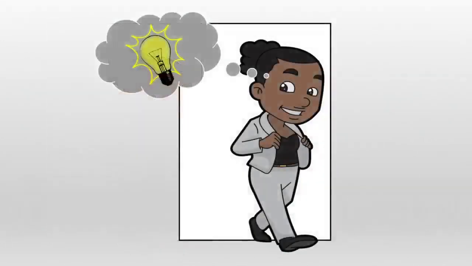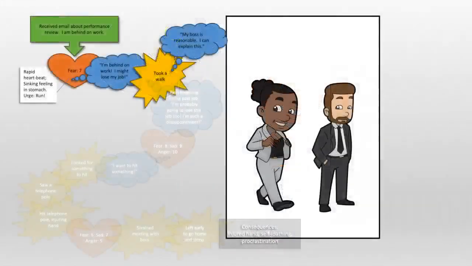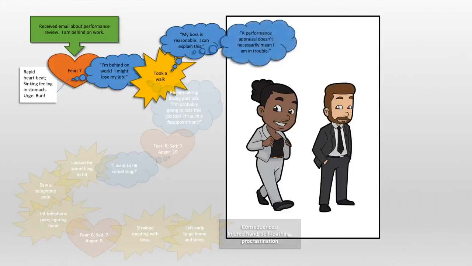She then noticed that she was thinking differently. Here's what she noticed and recorded in her chain analysis. I know I'm behind in my work, but the reason I'm behind is not entirely my fault. My boss is a reasonable person, and if I explain this to him calmly, I think he will understand. Everyone has a performance appraisal once a year. Having a performance appraisal doesn't necessarily mean that I'm in trouble.